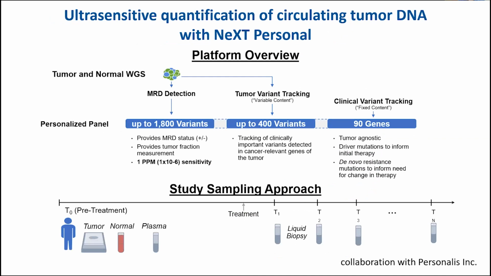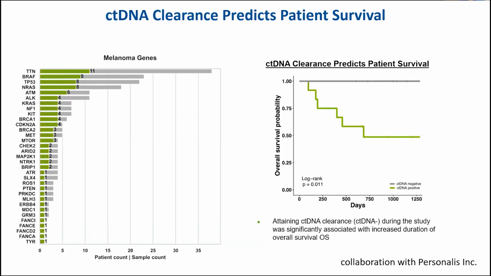And of course, we have then moved on to a larger panel in collaboration with Personalis, where we have now done a tumor-informed assay, where we analyze up to 1,800 variants. Then we do tumor variant tracking over time. We have also started to do that in our melanoma cohort and will go on with our adjuvant cohort in the future. And here you see that we can get a whole range of genes. These are not only melanoma genes, of course, but all genes that we have been tracking.